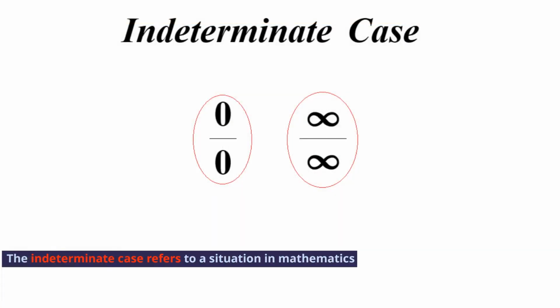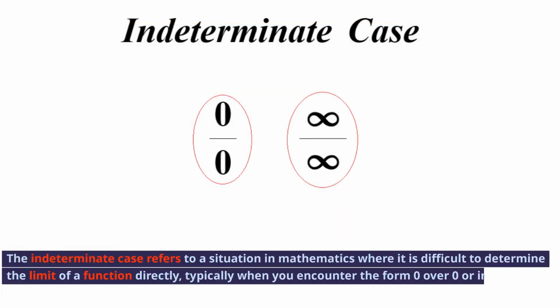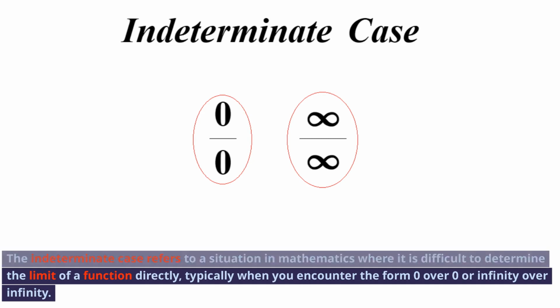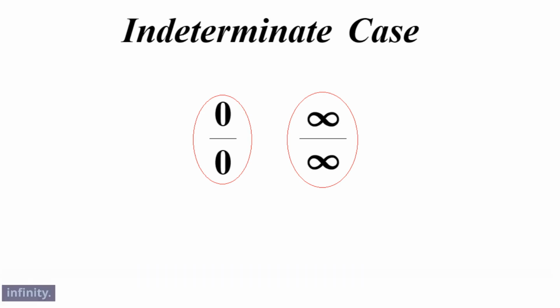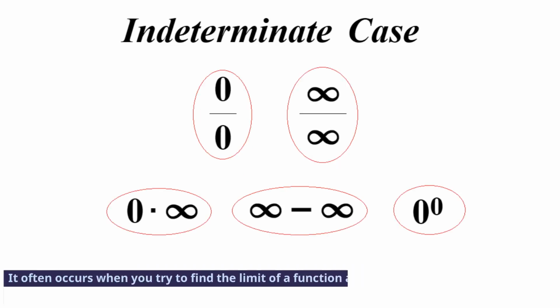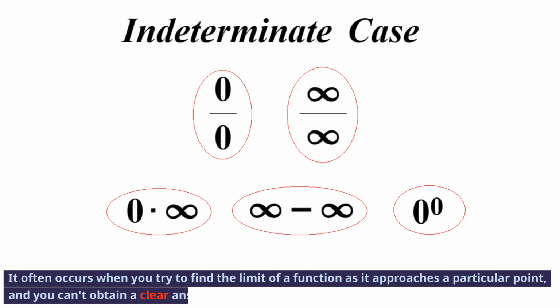The indeterminate case refers to a situation in mathematics where it is difficult to determine the limit of a function directly, typically when you encounter the form 0 over 0 or infinity over infinity. It often occurs when you try to find the limit of a function as it approaches a particular point, and you can't obtain a clear answer.